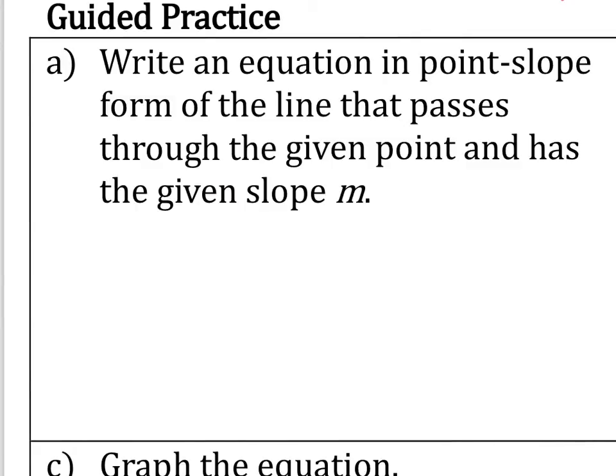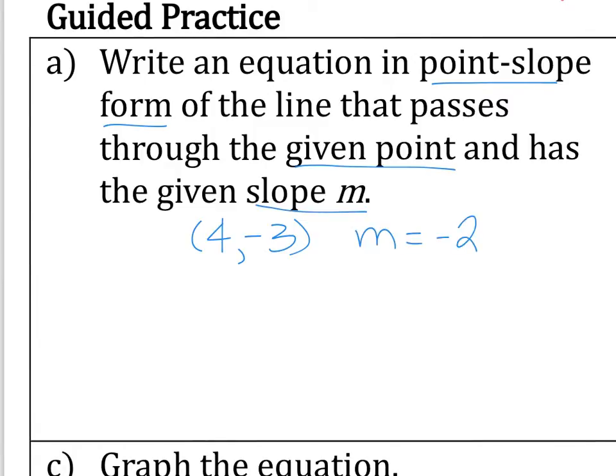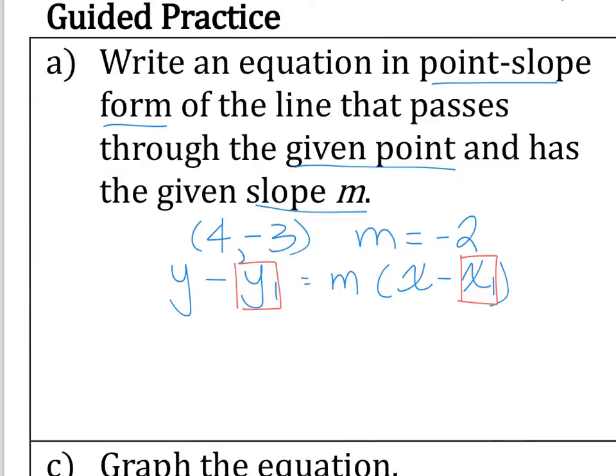Guided practice, Part A. Write an equation in point-slope form of the line that passes through the given point and has the given slope m. So I'm going to write a random point (4, -3) with a slope of -2. So write y minus y1 equal to m times x minus x1, and now our goal is to substitute the given point into y1 and x1. Now watch carefully how I do this.